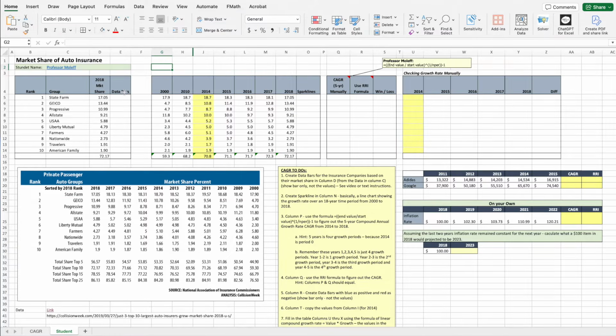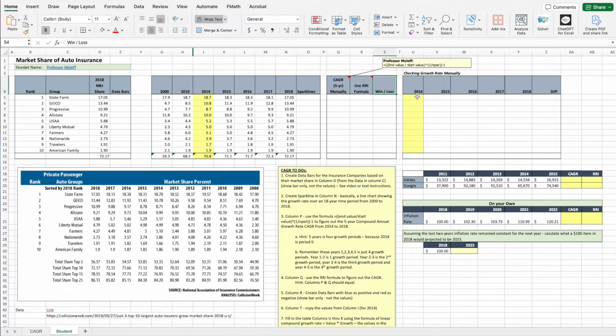We're going to use a few other things, some conditional formatting. We're going to look at data bars. We're going to bring in Sparklines, which is a graph that will exist just inside a single cell. We're going to figure out their compounded annual growth rate manually using our formula here. We'll also use our function, our RRI function. We're going to then look at a graph and see if they're gaining or losing market share.